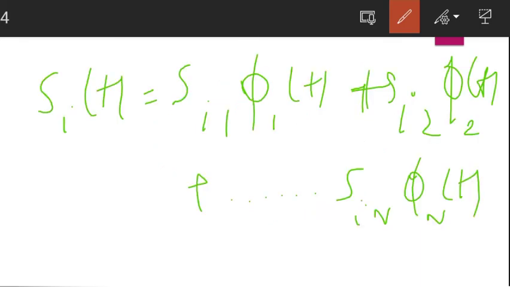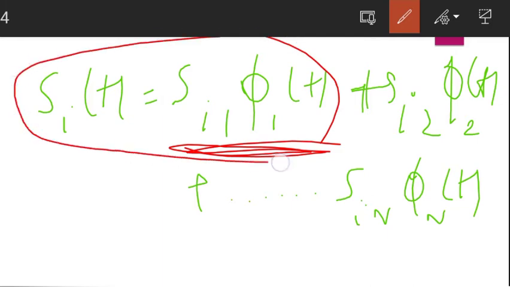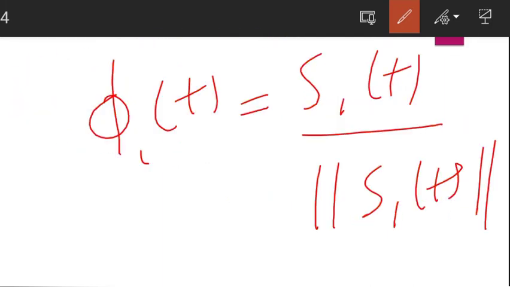Here we can say that s11 into phi 1 of t has the only role in this particular situation. That is, we will take the first signal only, and all others will be assumed as 0. So s1 of t will be equal to s11 into phi 1 of t. This is the first step of this procedure. Also, phi 1 of t is equal to s1 of t divided by norm s1 of t, because phi 1 is a unit vector in the direction of s1 of t.